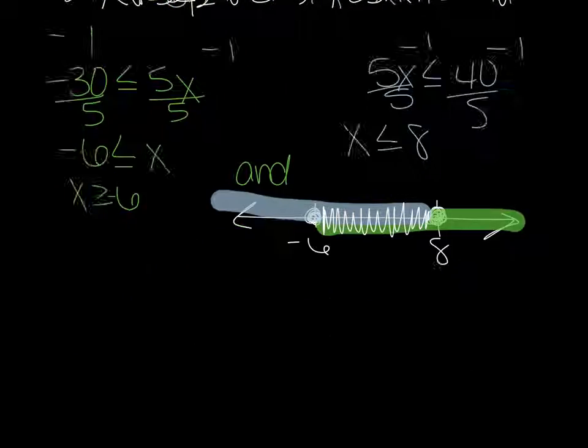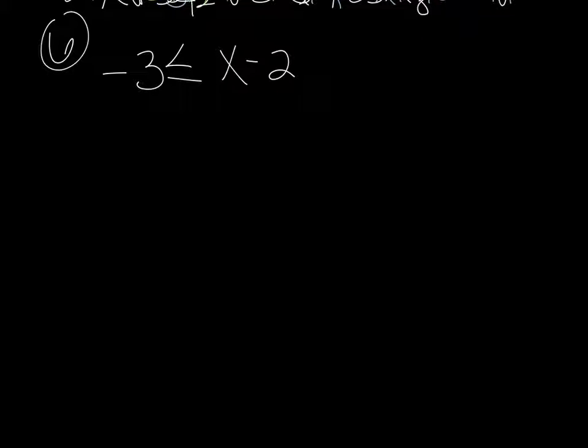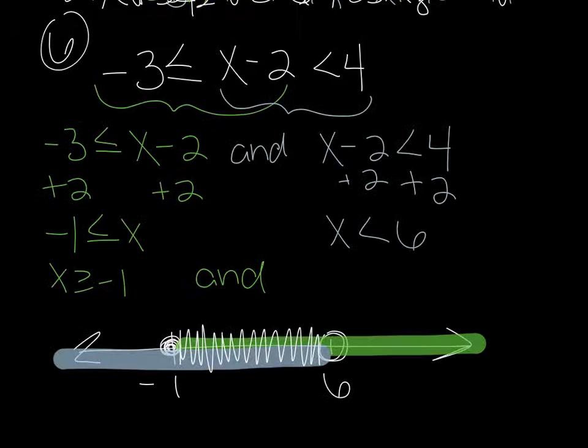Yes. Okay. Last one here. Negative 3 is less than or equal to x minus 2, which is less than 4. When you solve both of your inequalities, you should have ended up with x is greater than or equal to negative 1, and x is less than 6. So you should have a closed dot and an open dot, right? Shaded to the right, shaded to the left, and then we're shaded in between, okay?